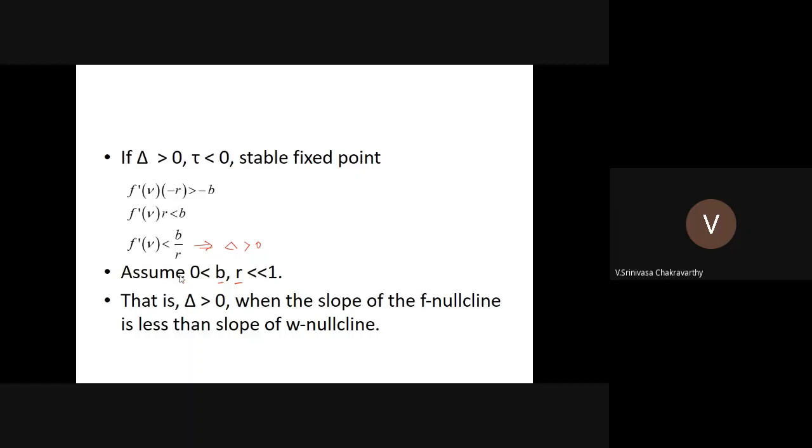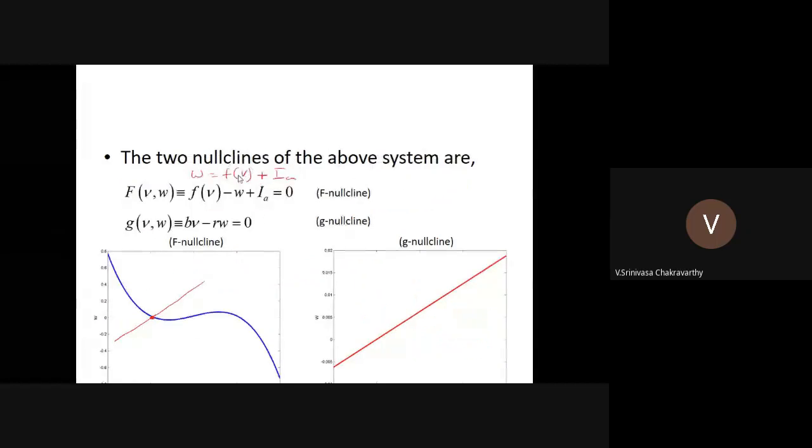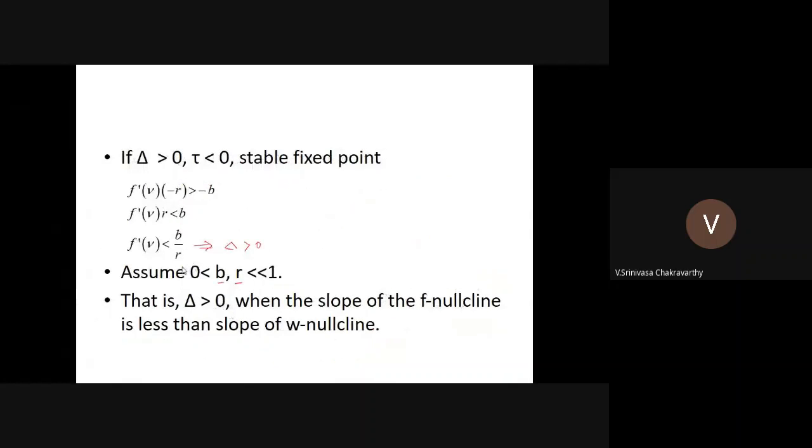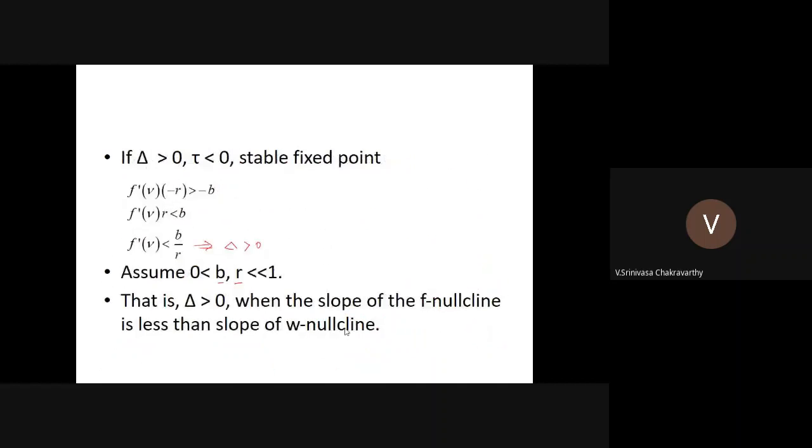So geometrically, what does it mean? F prime is the slope of the F null line, and B by R is the slope of the W null line, because this is V equal to B by R times W. So geometrically speaking, if the slope of the F null line is less than the slope of the W null line, the determinant is positive. So that's one observation.